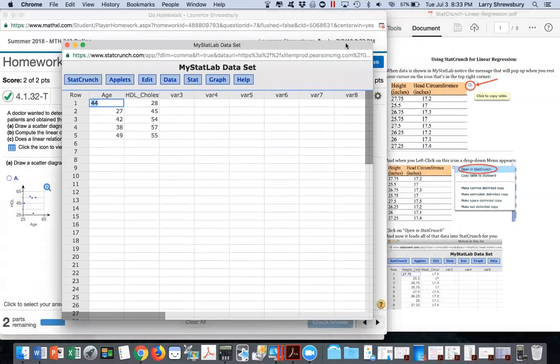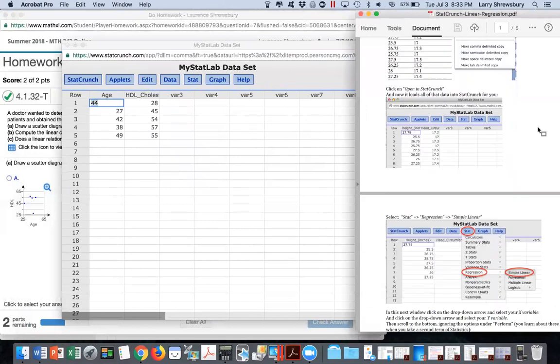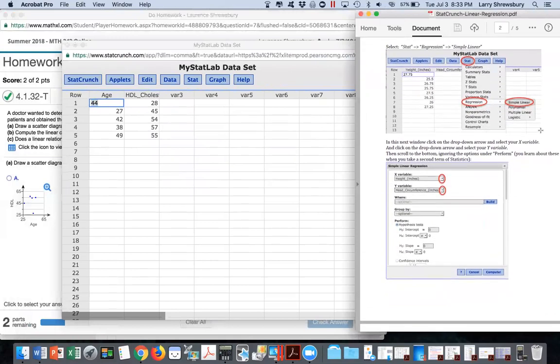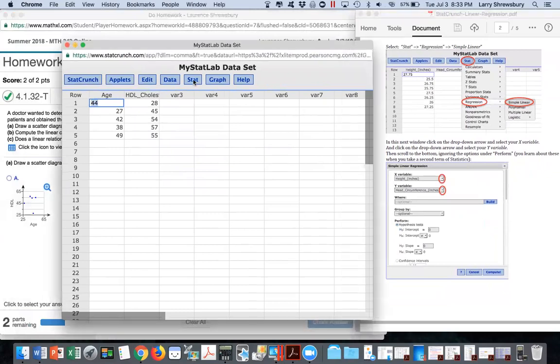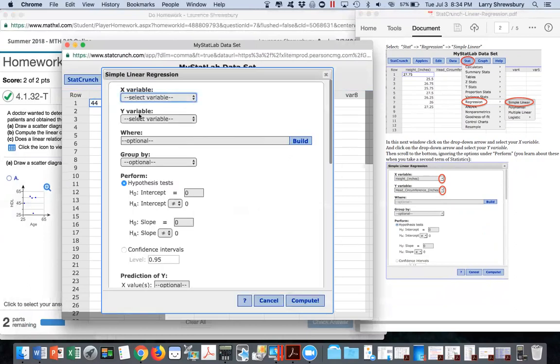Now, what we're going to do, this is pretty much what you'll do on all of these for linear regression. So let's follow these instructions. We'll click on Stat, Regression, and Simple Linear. Then we have the X variable, I'll make that the first one, the age. And the second one in the column, I'll make that the HDL cholesterol. And you say, now what do I do?